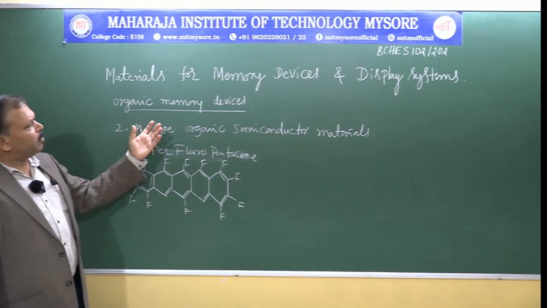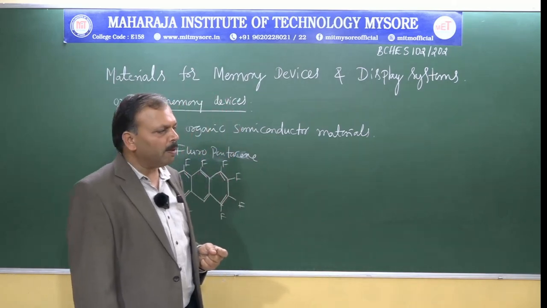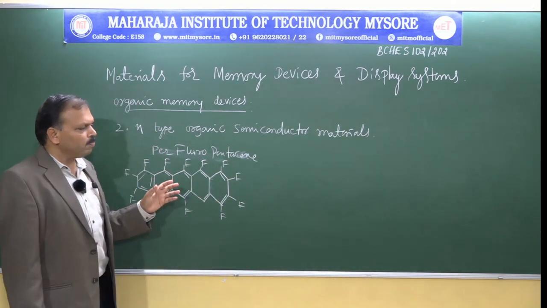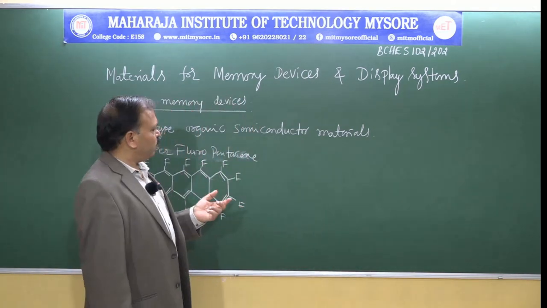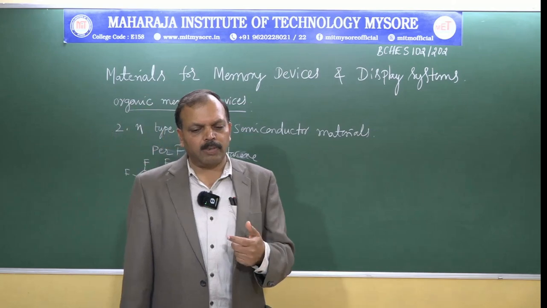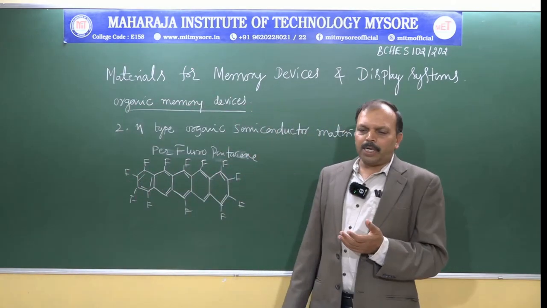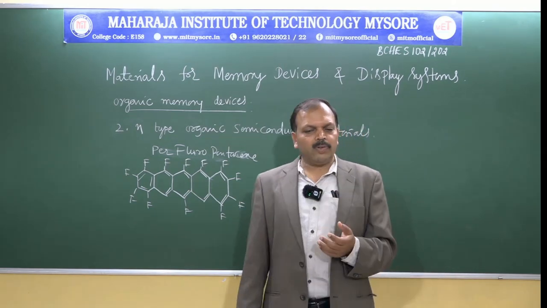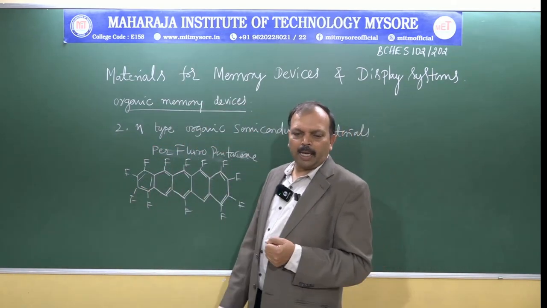Coming to the organic memory device with the second type, N-type organic semiconductor materials. As we discussed in the previous P-type, we have pentacene in the ring structure of fused benzene form. If you observe, all the hydrogen connected to this ring is now replaced by fluorine. As we are all aware from basic chemistry, fluorine is a highly electronegative element. So this N-type semiconducting material, perfluoropentacene, is an organic molecule with a pi conjugated system with electron withdrawing substituent groups, and it possesses electrons as the major charge carrier. That is how it becomes an N-type semiconductor.